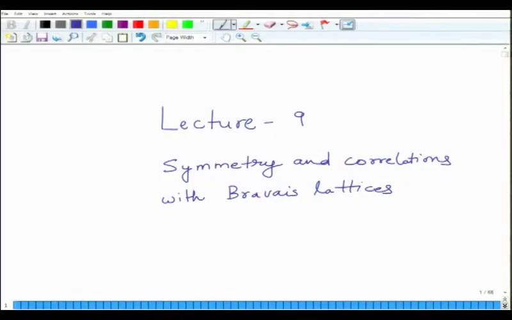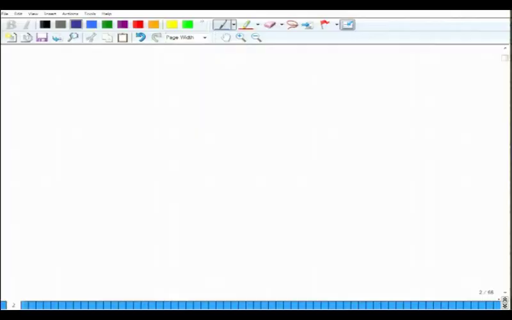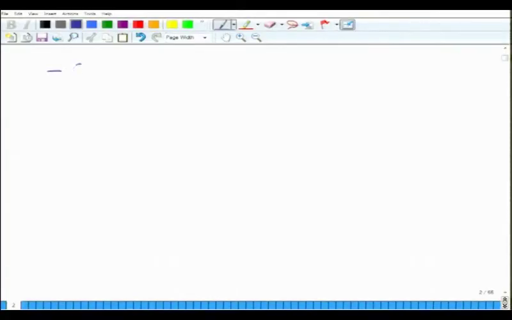Okay, so let's now start a new lecture, which is lecture number 9 on symmetry and correlations, their correlation with the Bravais lattices. So before we get into it, we just want to recap what we did in lecture 7 and 8. So what we learned there was this concept of symmetry, okay, and symmetry is not something which is just on the basis of look.